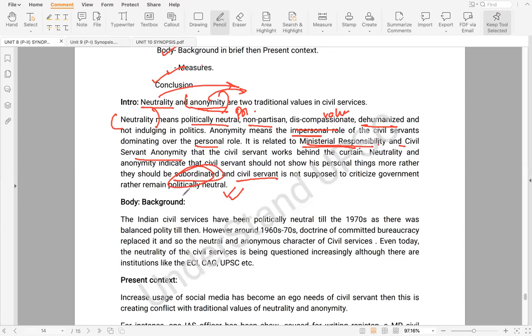With that background, Indian civil services have been politically neutral till the 1970s, as there was a balanced polity. Then you talk about how an unbalanced polity came into place. Around the 1960s and 70s, the doctrine of committed bureaucracy replaced it, and so the neutral and anonymous character of civil services went away. Even today, the neutrality of the civil services is being questioned increasingly, although there are institutions which are constitutionally independent, such as ECI, CAG, and UPSC.